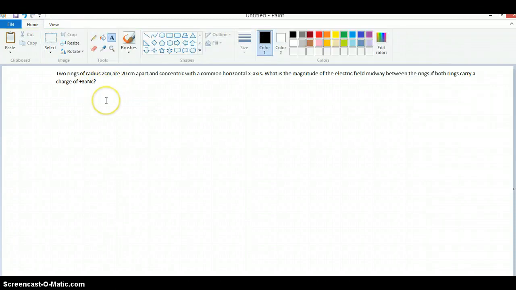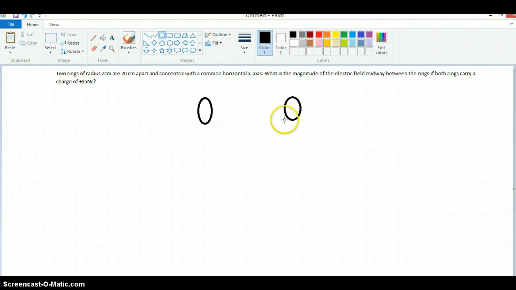I am doing this video to solve a question, actually an imaginary question based on the electric field between two charges. I'm given a condition where I have two rings of radius 2 centimeters, meaning they're both going to have the same radius. So I'm going to make two rings right there.